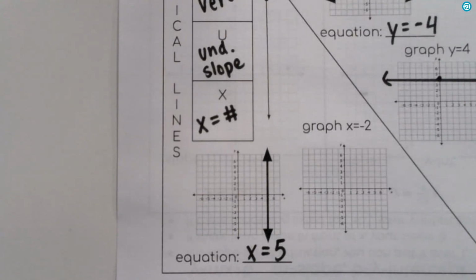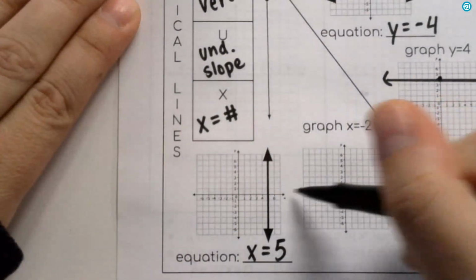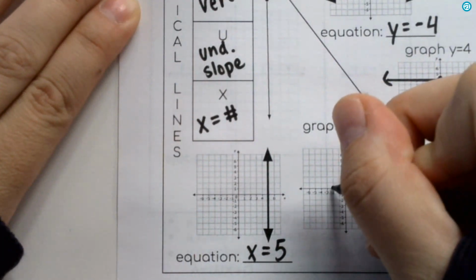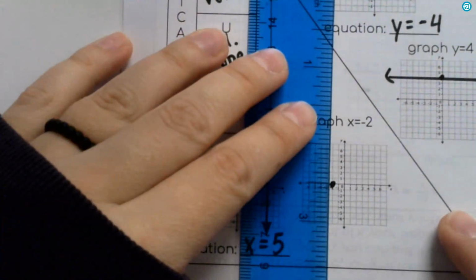And then to finish out this side, we are graphing a vertical line at x equals -2. We know it's vertical because it's just x equals a number. So we go on our x-axis to -2. Since it's x equals, that's why we go on the x-axis. And then we're going to draw a vertical line there.